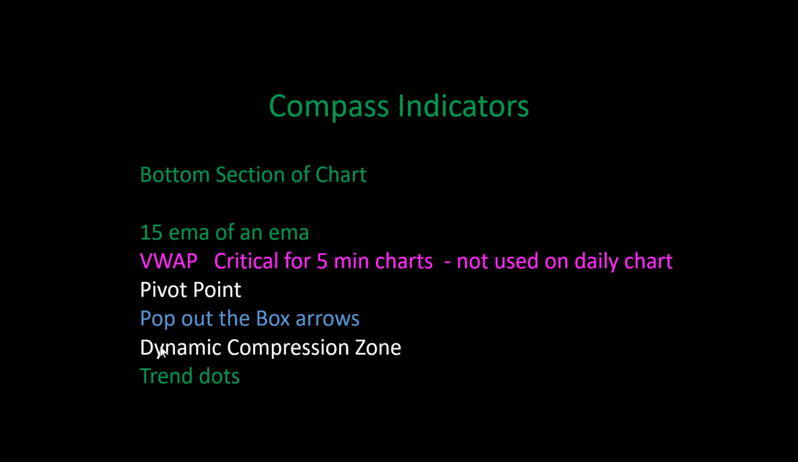One other thing that's in there is dynamic compression zones. This is another type of compression zone that the Compass system calculates and puts on the chart. And the final thing we have is trend dots, which is exactly what it says. You can identify these, red, yellow, and green. Depending on what the trend is, it'll show you the current time frame trend on the chart you're looking at. So those are the indicators that we're going to look at.